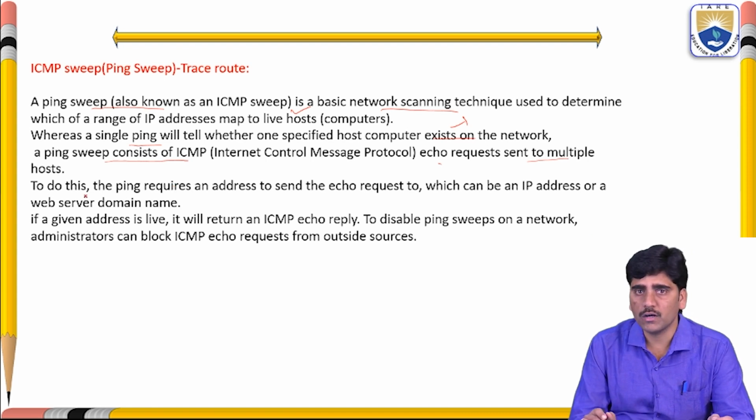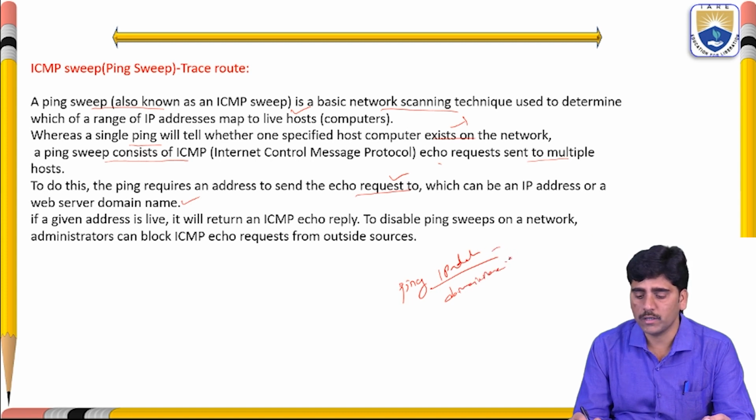To do this, the ping requires an address to send the echo requests to, which can be an IP address, web server, or domain name. So we can use any of the IP addresses or domain names, and we need to specify that IP address or domain name. The single ping can connect to one host available on the network, but a ping sweep sends multiple echo requests to the multiple hosts connected to the network.